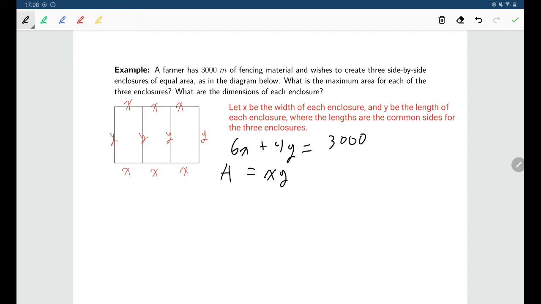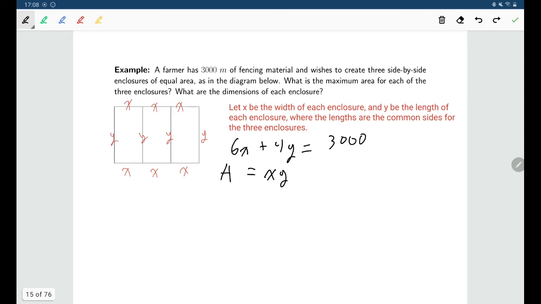We have to be careful here, and this is where we need to be careful reading the question itself. What are we trying to maximize? Am I maximizing the area of each enclosure, in which case the area is x times y? Am I maximizing the area of the entire shape, in which case the area would be 3x times y? So I have to be a little bit careful here.